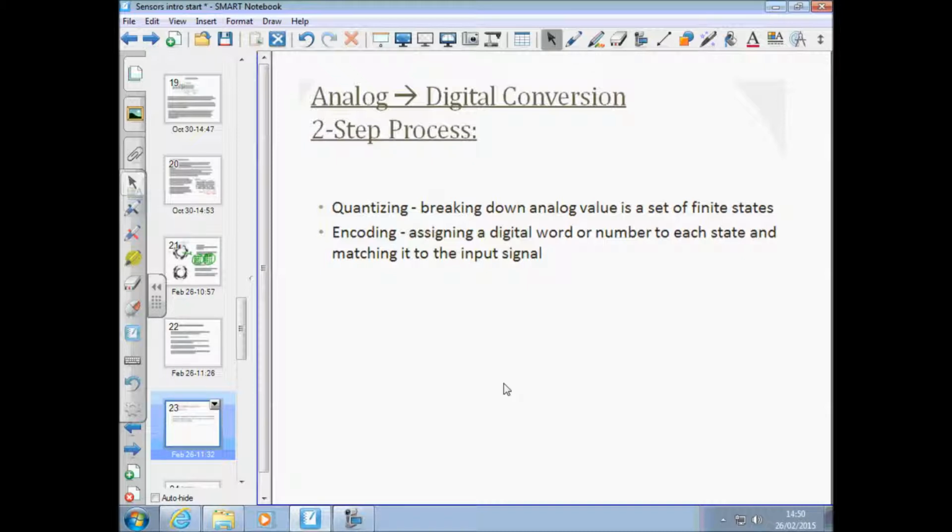So, A to D conversion, two-step process. The first step is quantizing, breaking down the analog value into a set of finite states. Then we encode it, so we assign a digital word or a number to each state and match it to the input signal. So we take discrete steps from the original signal and we assign a binary code to them effectively.